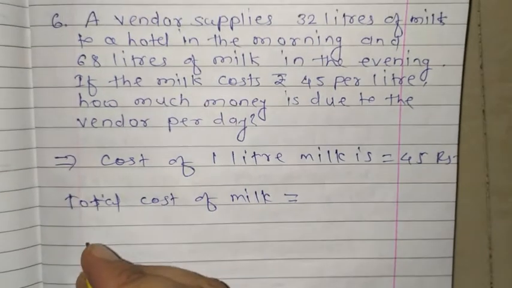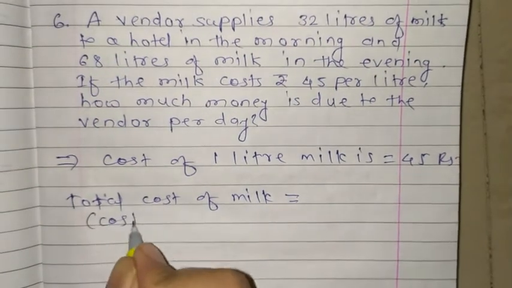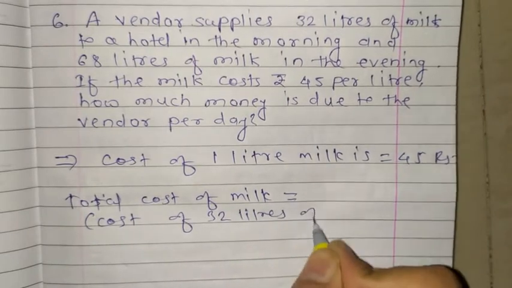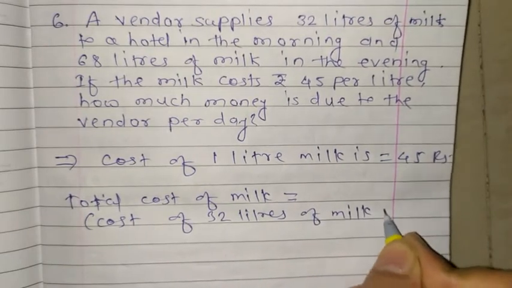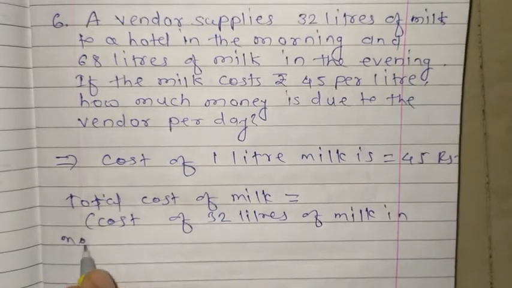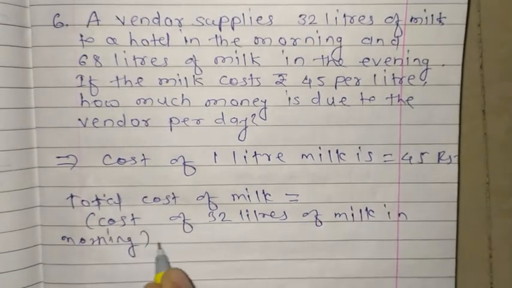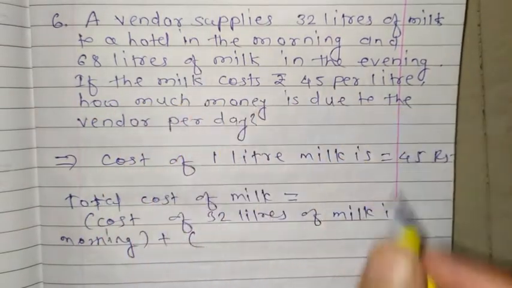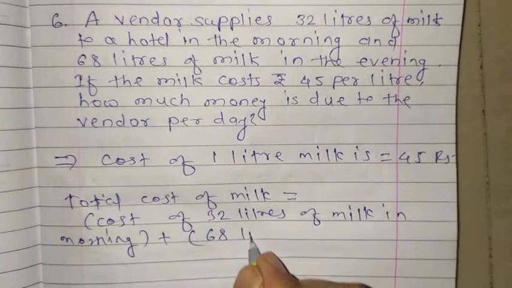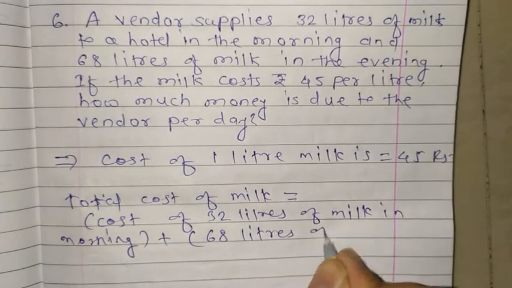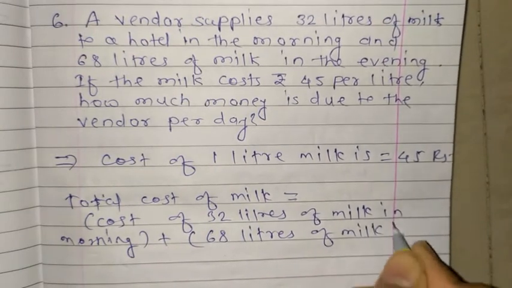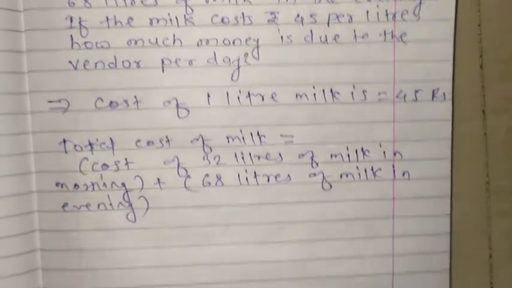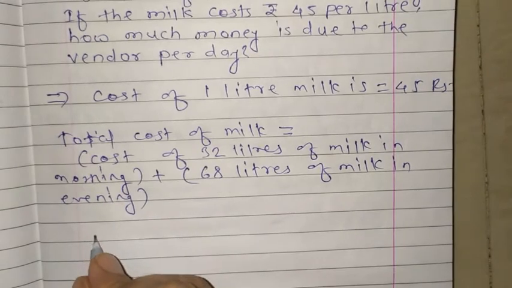So you can write here cost of 32 liters of milk in the morning. You can write the complete statement also, plus, after that 68 liters of milk in the evening. So we have to find that total cost, and we will get the answer.